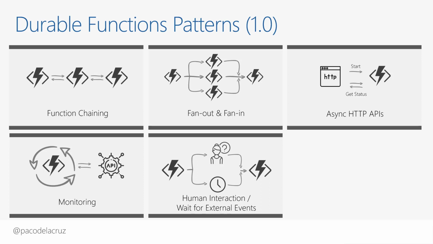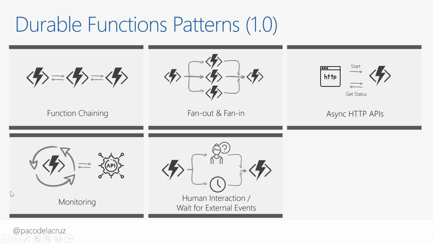You can also implement human interactions. So let's say you have an approval workflow that has some human interaction steps. You can implement this with durable functions, or for example, let's say you trigger a build and then you're waiting for a webhook to continue your processing. You can also wait for those external events. All these patterns were available on Durable Functions 1.0.